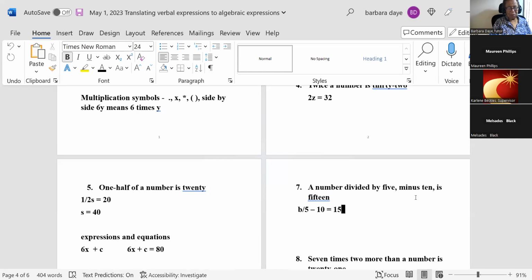Got it? Yes. Okay, now I want you to take this a step further. What is B equal to? I want you to solve for B. What is B equal to? B is equal to 5. B is 5. A number divided by 5. Solve for B. What is B? B is 5. It can't be 5, Maureen.